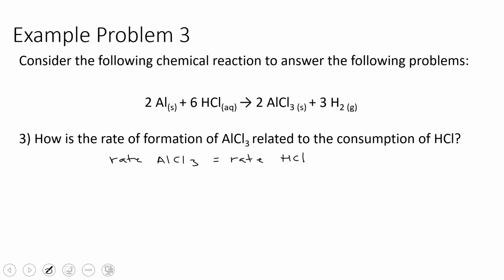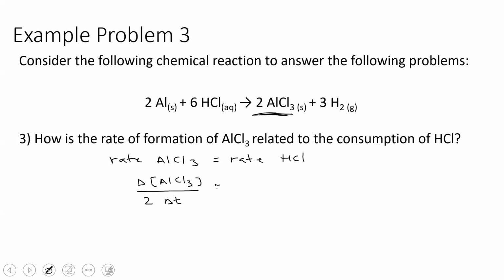So again, we're going to have the change in concentration of, again, we're talking about AlCl3 here, over change in time. And then we're just going to find whether it's on the right or left. So AlCl3 is on the right side, so it's going to be positive. We don't have to worry about a negative sign, but there is a 2 next to it, so we have to throw a 2 down here.